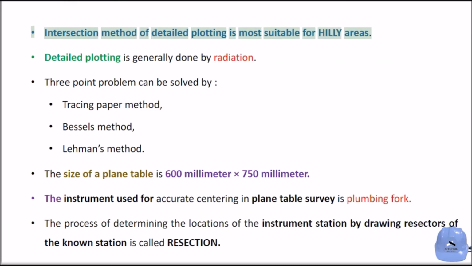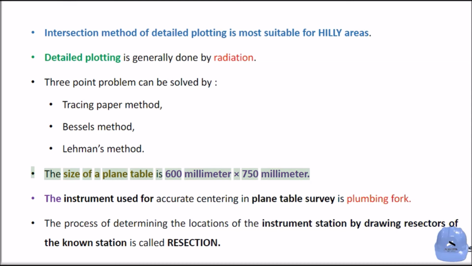Intersection method of detailed plotting is most suitable for hilly areas. Detailed plotting is generally done by radiation. The 3-point problem can be solved by the tracing paper method, Bessel's method, and Lehmann's method.